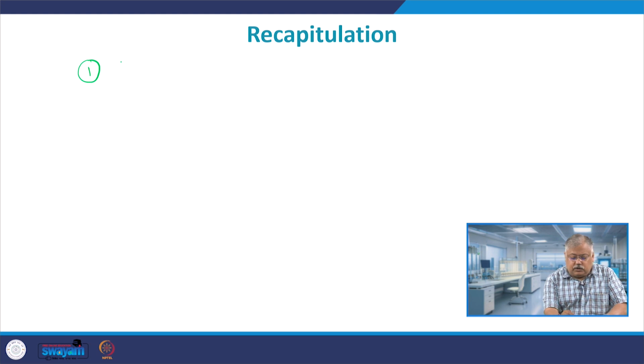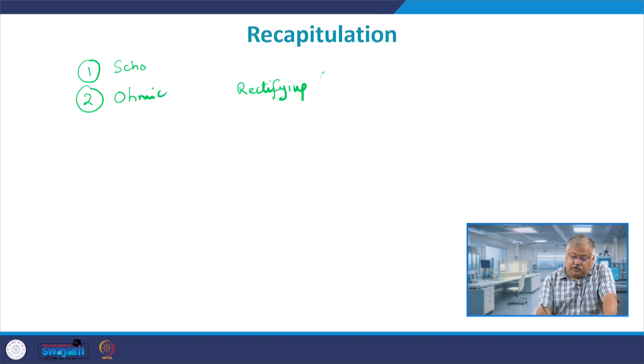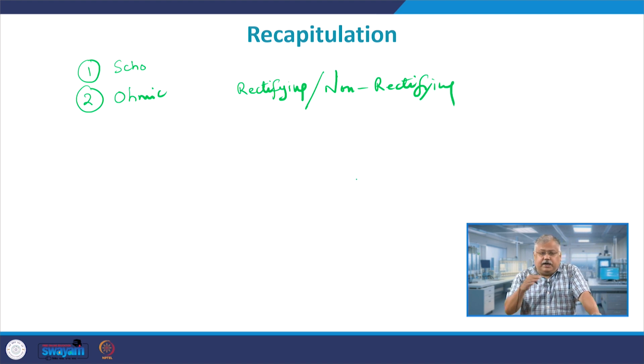So, let me now recapitulate what we did in this lecture. Initially, we looked into what is known as a Schottky contact, and then we went to ohmic and non-ohmic. Obviously, this is an ohmic contact and this is a non-ohmic contact, referred to as a rectifying contact, and we also refer to the ohmic one as a non-rectifying contact, right. So, we have two types of contacts, and we understood them using rectifying and non-rectifying.